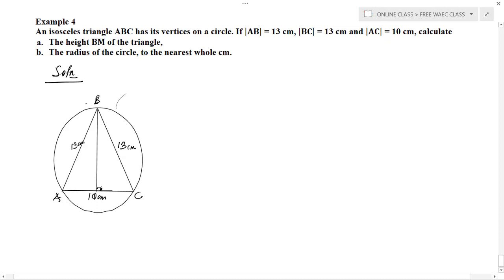We have to calculate BM. Here is B, here is M here. That's the height. So what do we do here? So easy. From what we are given, if you consider just a triangle there. So let's consider triangle BMC. We have something like this.